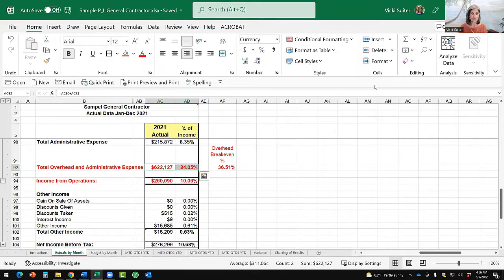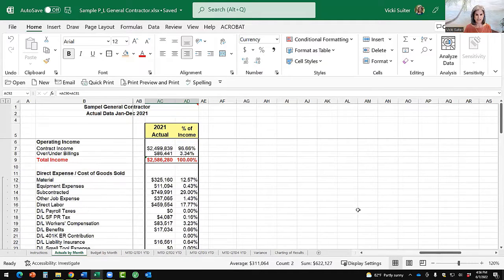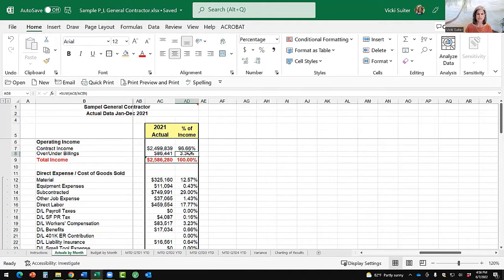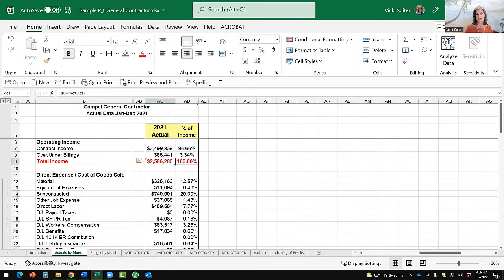I'll start with the example of a general contractor. This is a general contractor profit and loss statement. As you'll notice, in this column there are numbers, and in this column AD, there are percentages. Those percentages represent what that dollar amount is as a percentage of total income. So in other words, this 2,499,839 is 96.66% of 2,586,280, right? And if I look at material costs here of 325,000, that's 12.57% of total income.